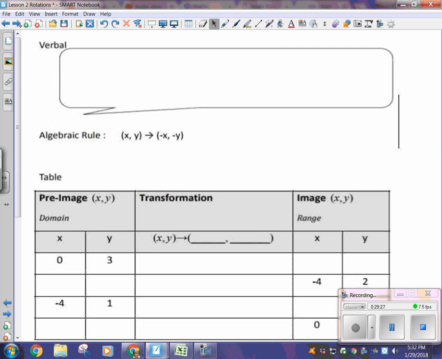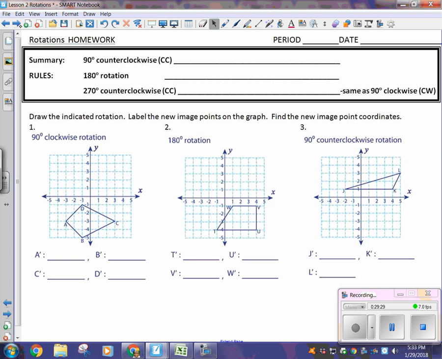All right, let's go to your first homework, okay? First thing I want you to do, if you haven't already, is write your rules at the top. I know this is a long video, but if you weren't here, I want you to have a good resource. Y's come to the front, X's go to the back, the first one goes opposite. 180, opposite of X and opposite of Y. For 270 counterclockwise, it's almost the same as 90, Y's come to the front, X's go to the back, but this time the second ones go opposite.